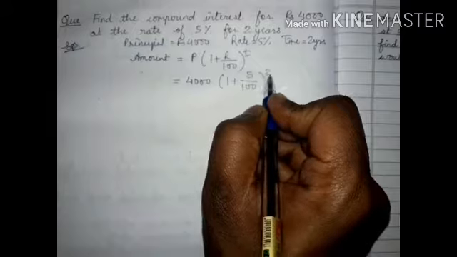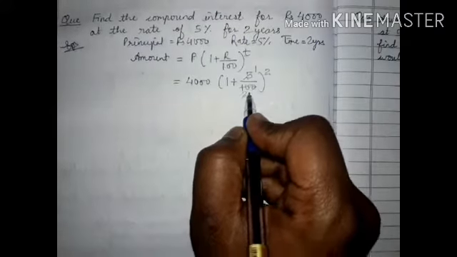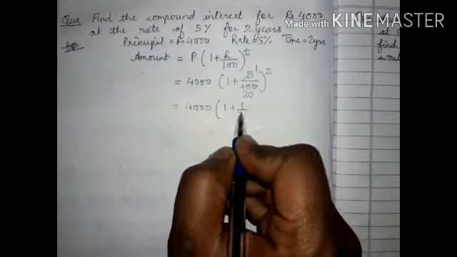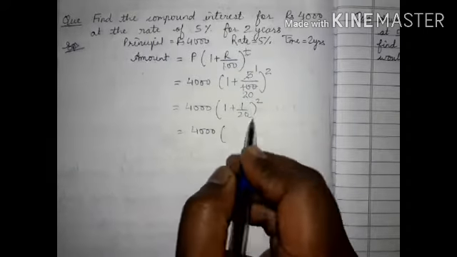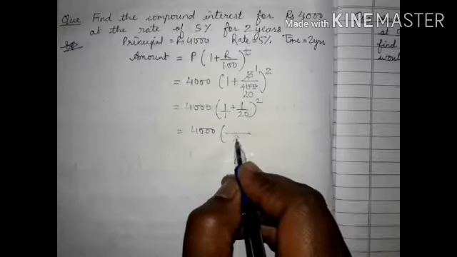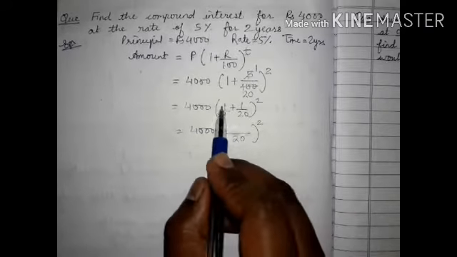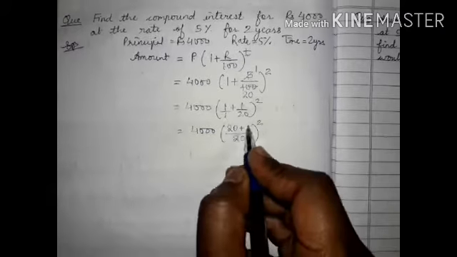So 5 ones are 5, 5 twos are 10, 5 zeros are 0. So 4,000, 1 plus 1 upon 20, power 2. So 4,000, here nothing means 1, 1 and 2 is 20. What is the LCM? LCM is 20. Now we have to cross multiply. 1 multiply by 20, 20 plus 1 multiply by 1, 1.